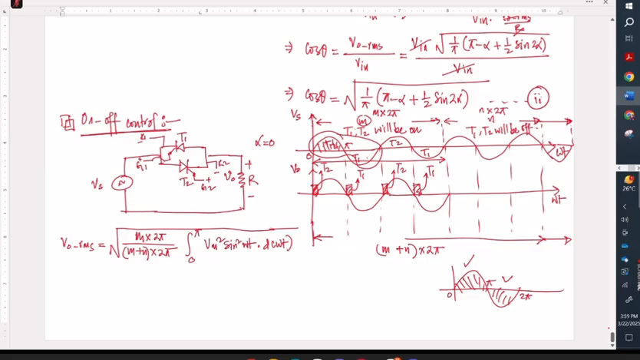Yes. So now if we integrate 0 to pi, we are taking the positive half, but this is happening twice within the 2 pi period, right? Yes, sir. So here we should multiply it by 2. Makes sense? Yes, sir. Any confusion regarding this?